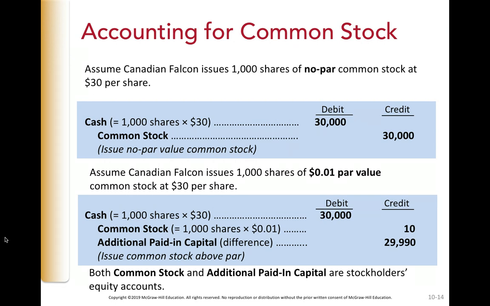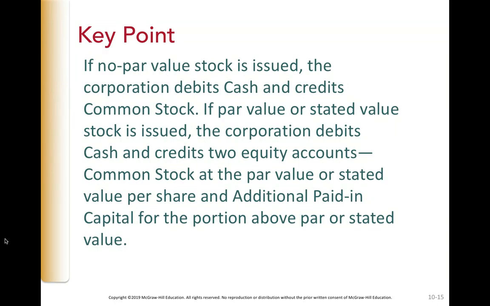Both common stock and additional paid-in capital are stockholders' equity accounts. If no par value stock is issued, the corporation debits cash and credits common stock. If par value or stated value stock is issued, the corporation debits cash and credits two equity accounts, common stock at the par value or the stated value per share, and additional paid-in capital for the portion above par or stated value.